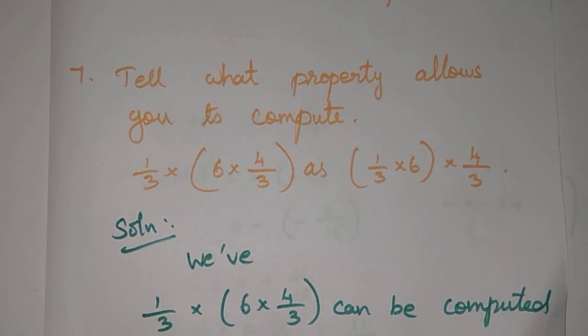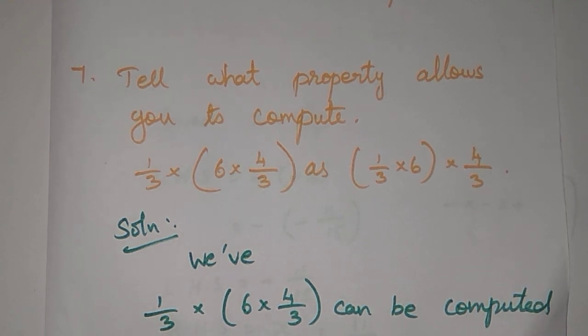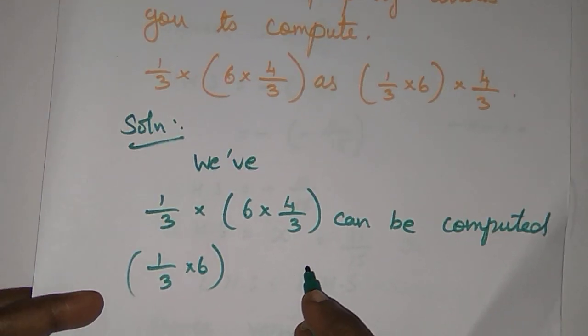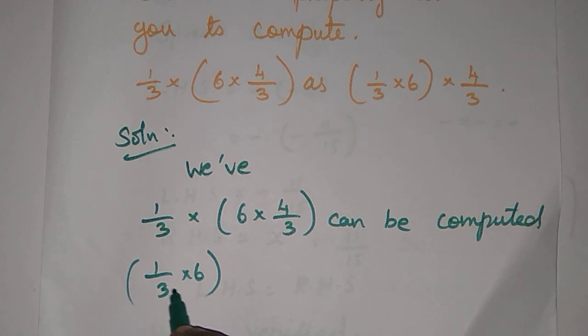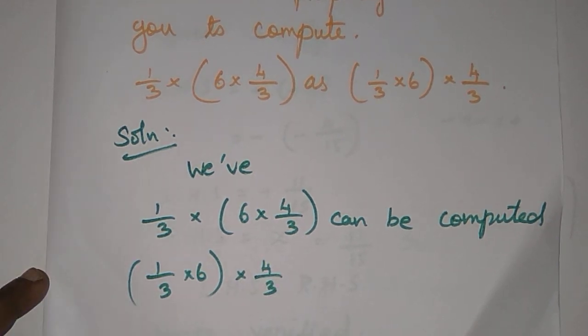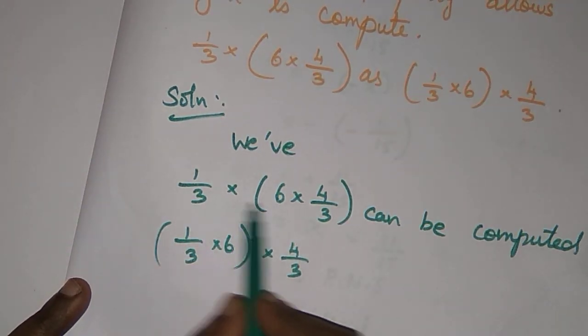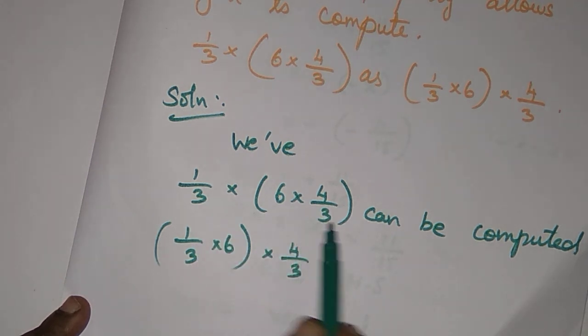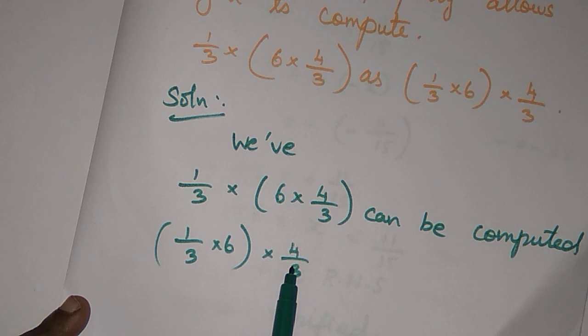How do you read this? 1 by 3 into 6 into 4 by 3. Okay, now 1 by 3 into 6 into 4 by 3. So we are going to use the property. Which property is used here? See, listen. A cross B cross C. Okay, A cross B cross C. Write as A cross B cross C.